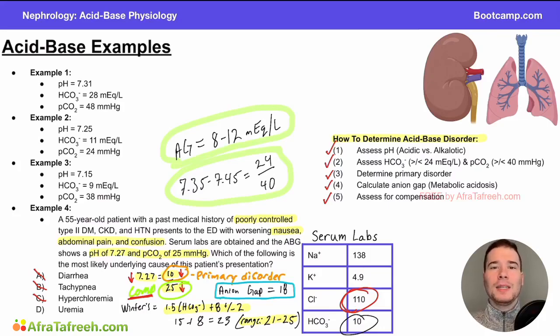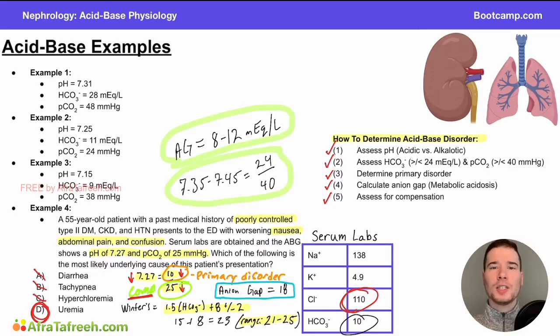And finally, we have option D, which is uremia, often associated with CKD. Our patient does have CKD. Uremia is also a cause of elevated anion gap metabolic acidosis. Our patient also has an elevated anion gap metabolic acidosis, and thus it makes sense that option D is indeed the best answer for this particular patient.